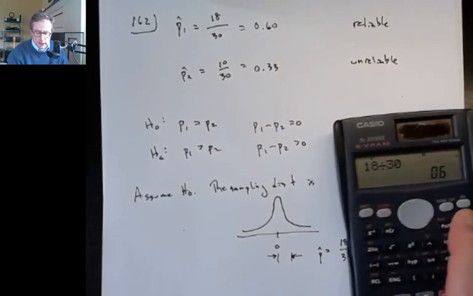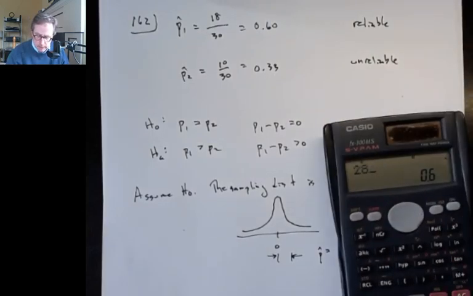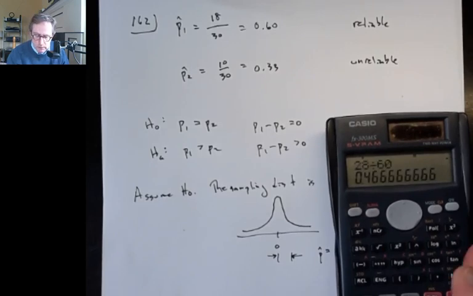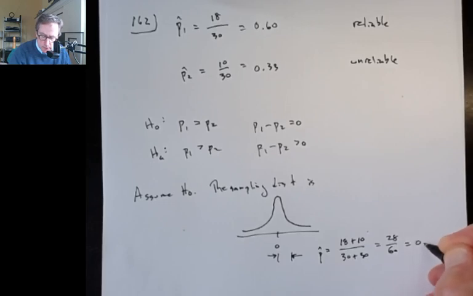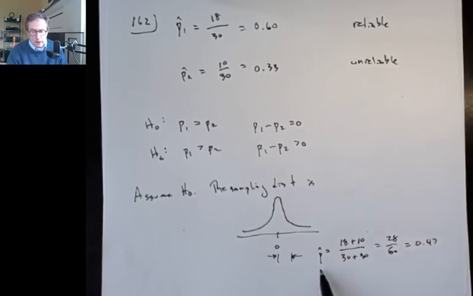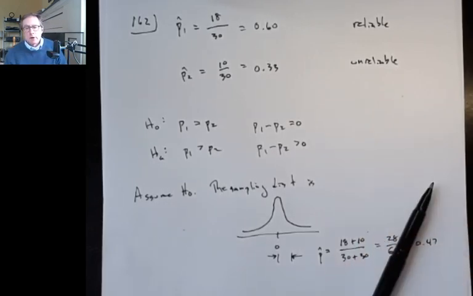I don't know, 28 out of 60. 28 divided by 60 equals 0.47 when I round it to 2 decimal places. And you use that number in this very ugly formula.